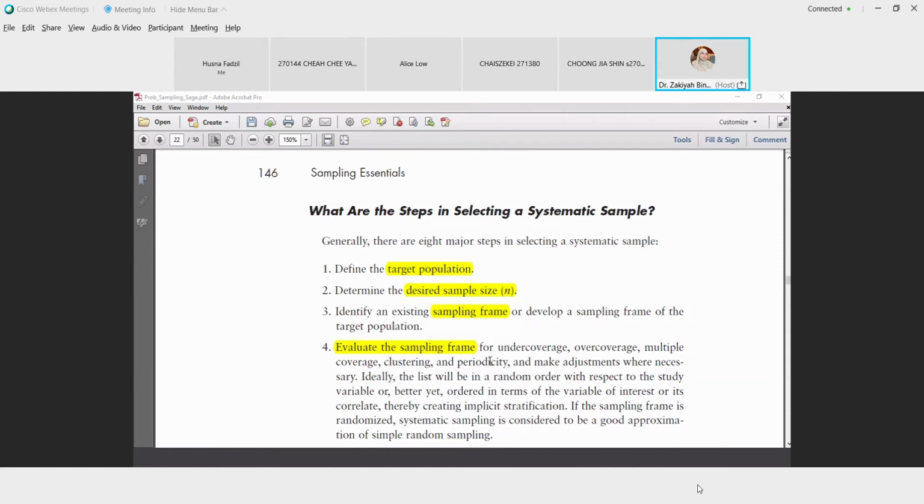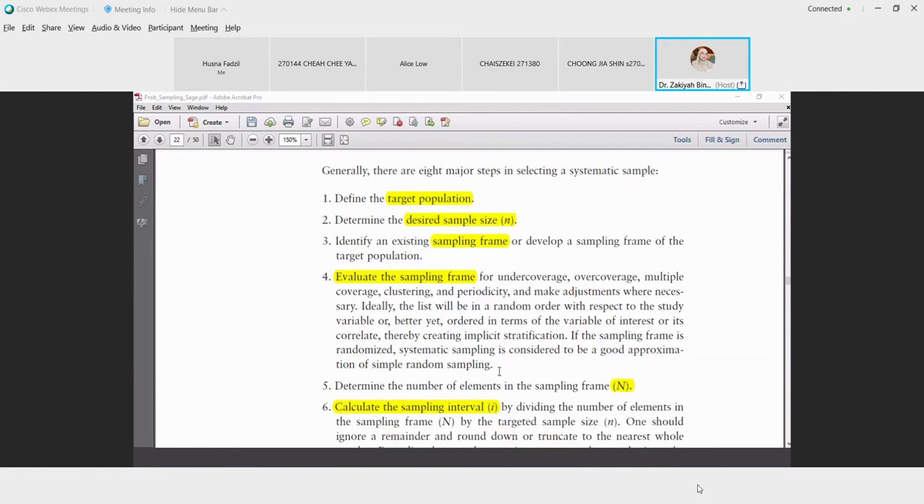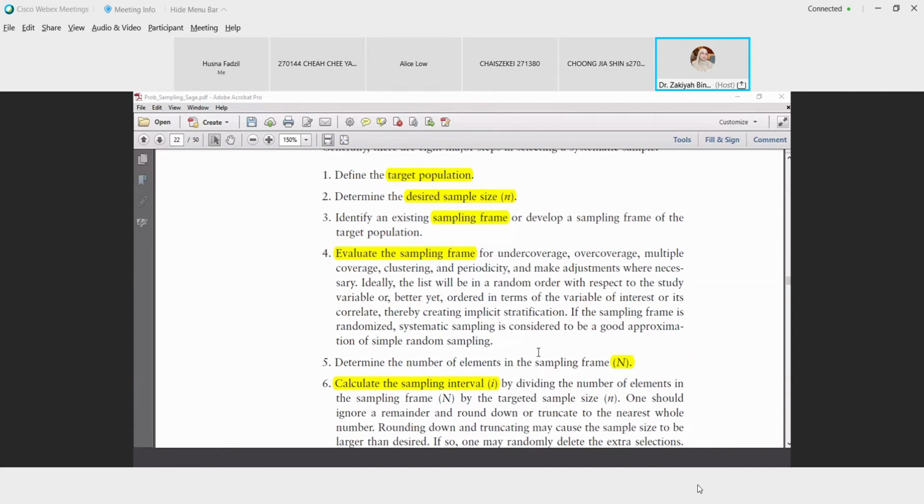So moving further down, if you have the sampling frame, you evaluate the sampling frame, of course, for all of these possible issues here, right? Undercoverage, overcoverage. Remember chapter 1? Okay, multiple coverage, and so on, right? Okay, and then determine the number of elements in the sampling frame.